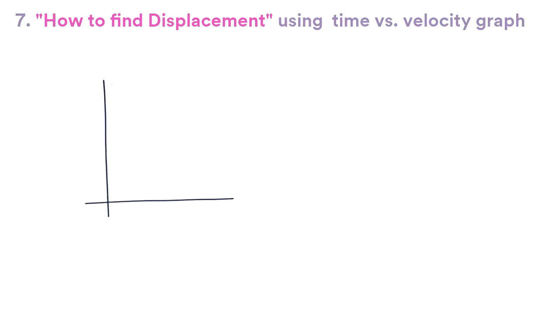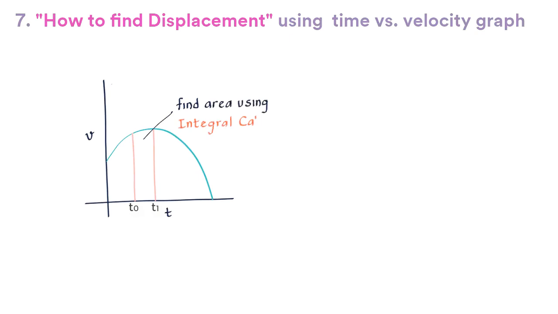Well, if the graph is a curve, then you can find the displacement between times, say t0 and t1, by finding the area under the curve, and you will need to use integral calculus. So in the language of calculus, the displacement would be x1 minus x0 is equal to integral of v dt as the limits change from t0 to t1.